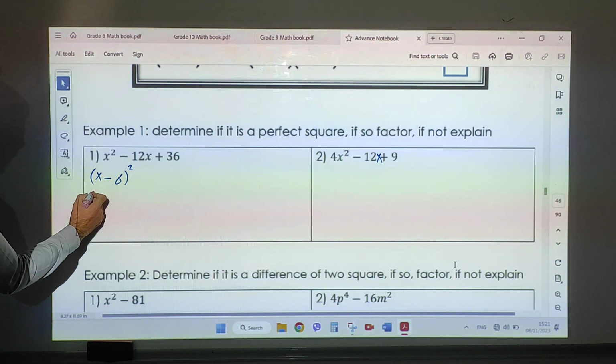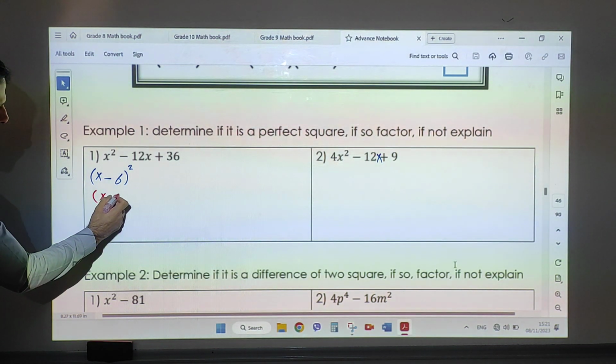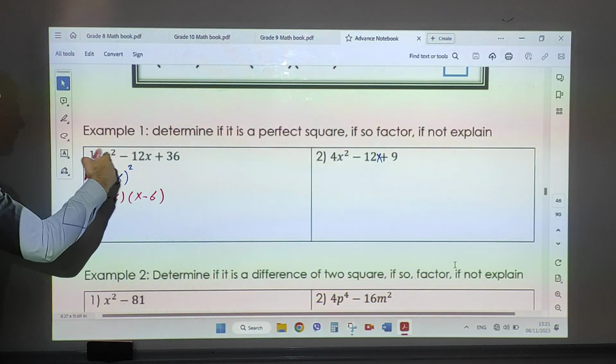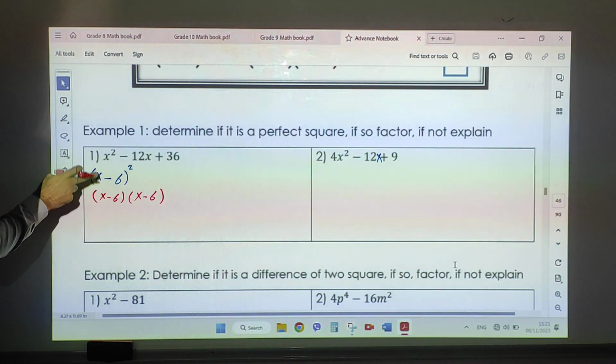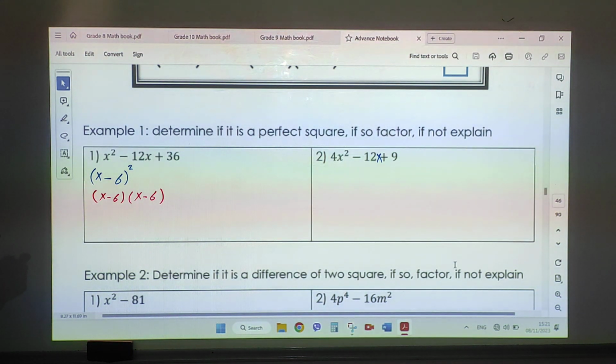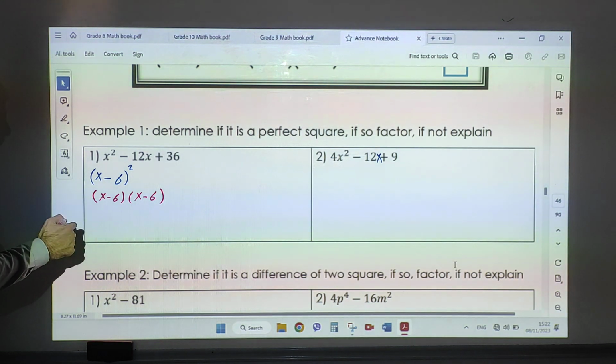Now, to know that your answer is correct or not, always you need to check for yourself. Check that x minus 6 multiplied by x minus 6. Is it the same result or not? If you get that result, it means it's correct. If you didn't get that, it means you made a mistake. This is checking, this red one in the answer of the questions. We don't need it as a part of the answers for the exams, but for yourself you need it too much.